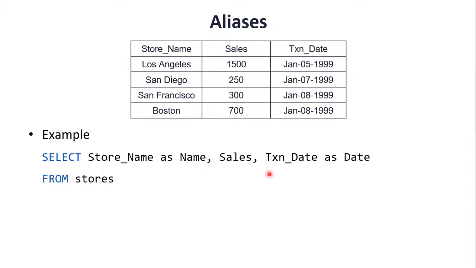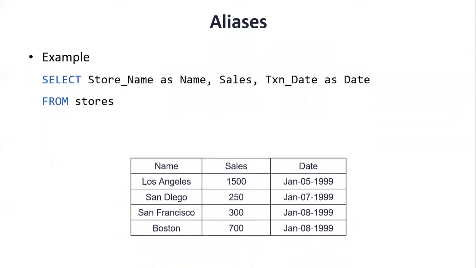Then sales, and txn date as date. So here we have defined another alias for this particular column, and from stores. Let's say the table name is going to be stores. And when we run this query, we will get the result set as this. The store name column will now be named as name, the sales column we get directly, and the txn date column will now be named date. So this is the result set that we get.